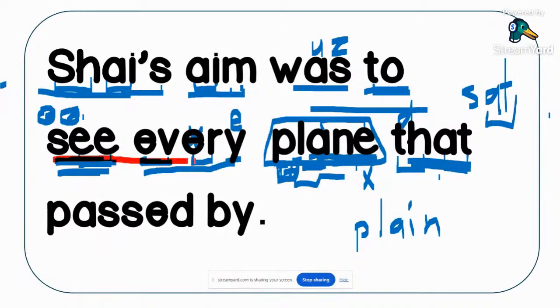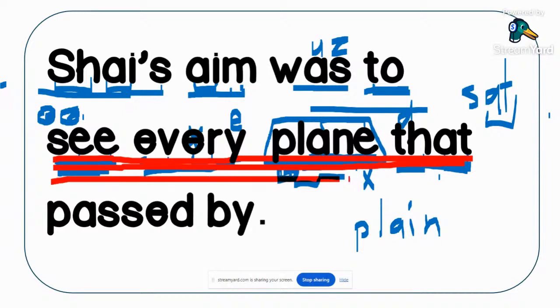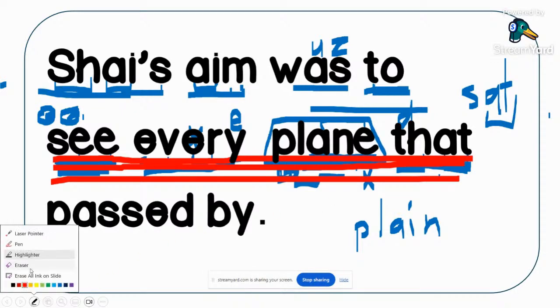See every plane that. Let's read it one more time at a faster pace. See every plane that. Faster now. Let's see how fast we can go. See every plane that. Good job. Let's see if you can remember those at the top.